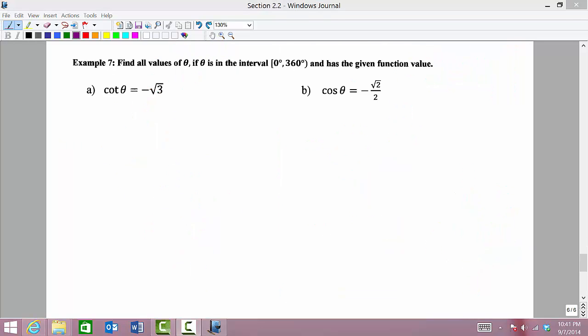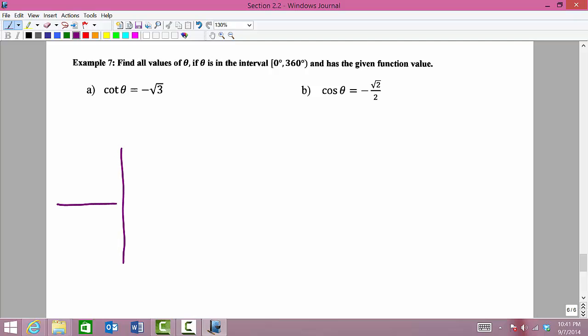In this last example, we will do exactly the opposite of what we have been doing. I will give you the function value, and now I will ask you for the angle that creates that function value. And we are looking for angles from all 4 quadrants, so all the way from 0 to 360 degrees. So first of all, let's look for an angle that has a cotangent value of negative square root of 3. So we are looking in all 4 quadrants, and the angles we're looking for have a cotangent value of negative square root of 3. So it's negative.